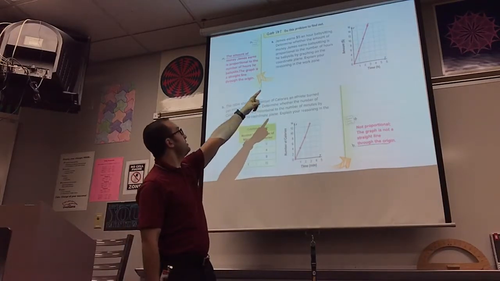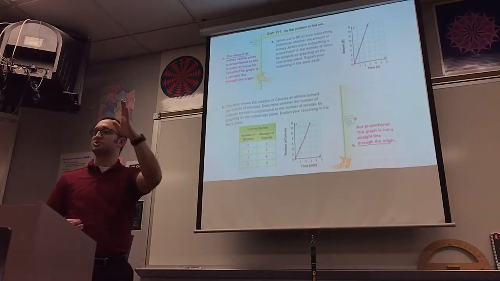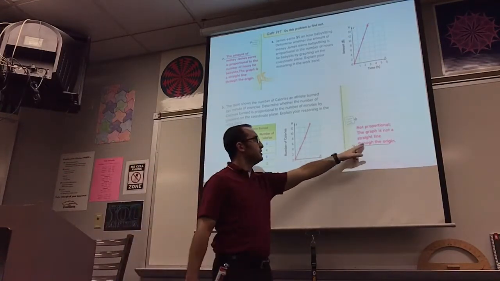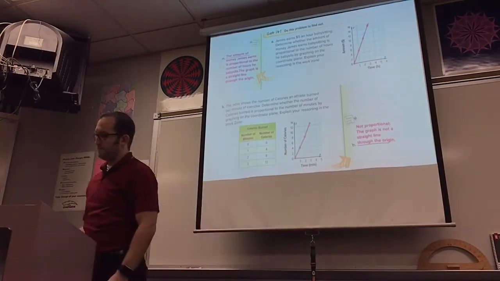So the first one that we did, that was letter A. That was proportional because it was a straight line through the origin. The second one goes through the origin, but it's not a straight line. Okay.